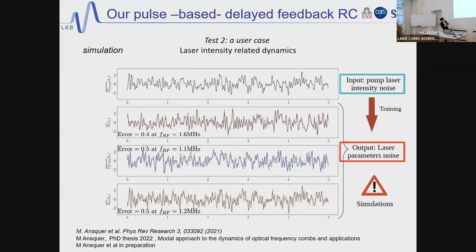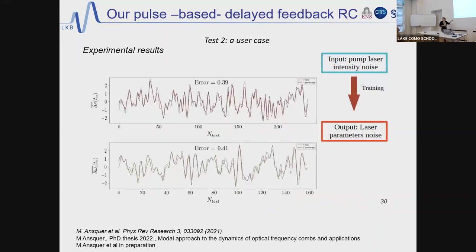And it seems to work, actually, even if the error still is quite high. But I guess that especially for the simulation, this can be really improved. And we tested with the experiments, so really the pulse going on, and we are able to simulate. It worked for two parameters of the three that we tested. We still don't know why the other one didn't work. But they're really able to learn the laser parameter noise over time.